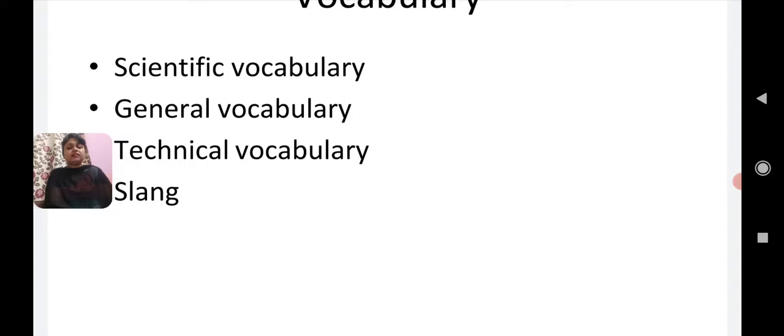Slangs are the informal words which we use in our day-to-day life. They are quite different from scientific, general, and technical vocabulary. These kinds of words are not used in books, journals, research papers, anywhere. They are part of informal communication.